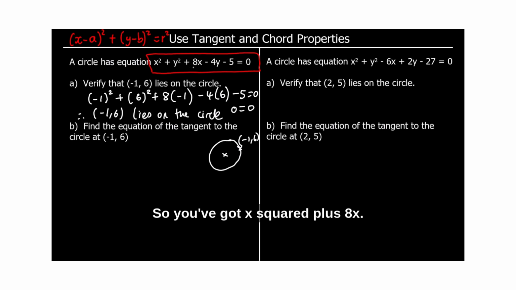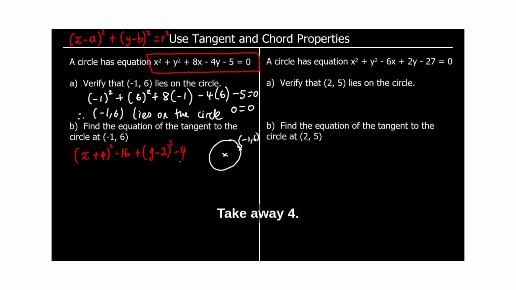So you've got x squared plus 8x. Half of 8 is 4, so it's x plus 4 squared. And we've got take away 16. So that's equivalent to x squared plus 8x. Y squared minus 4y. Half of negative 4 is negative 2.